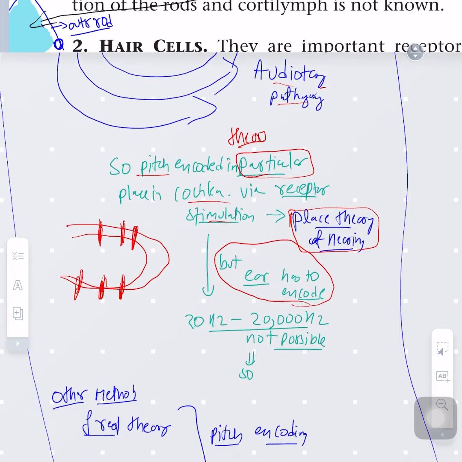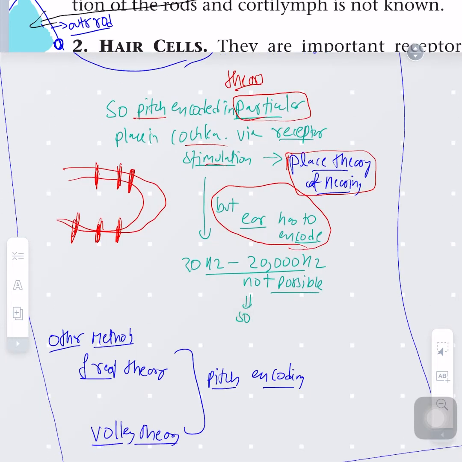So 20 hertz to 20,000 hertz. The place theory was not able to completely explain the whole process, so we needed two more theories: the frequency theory and the Wever theory, which spoke about the pitch encoding itself.